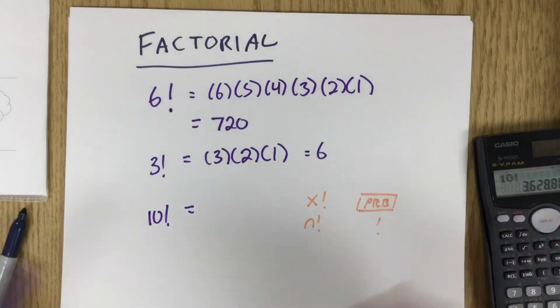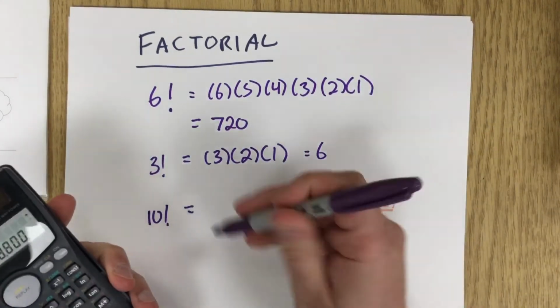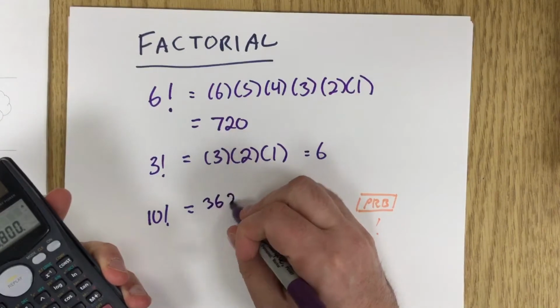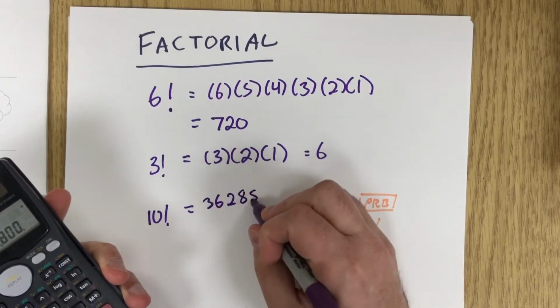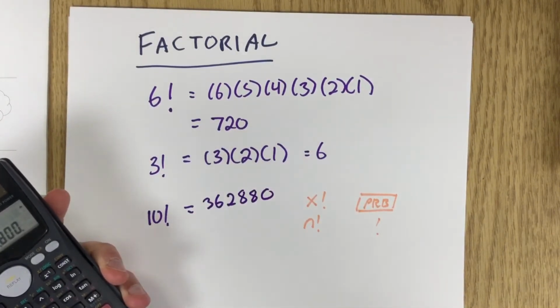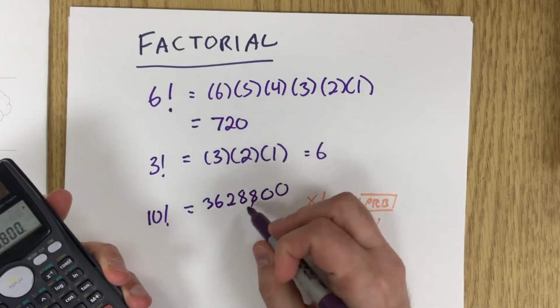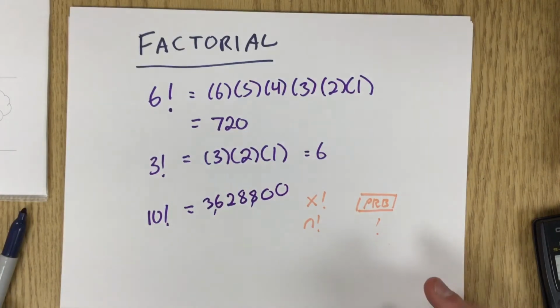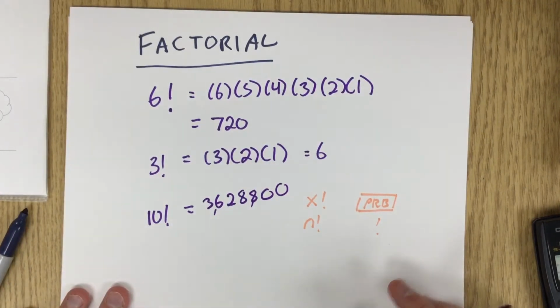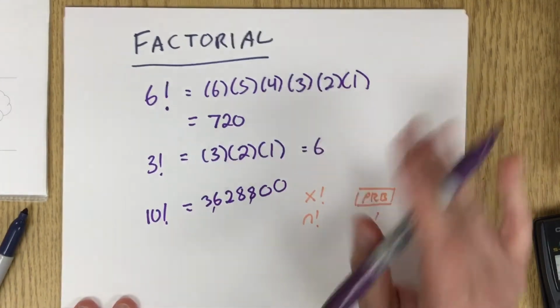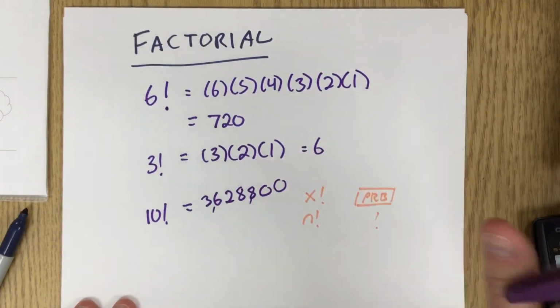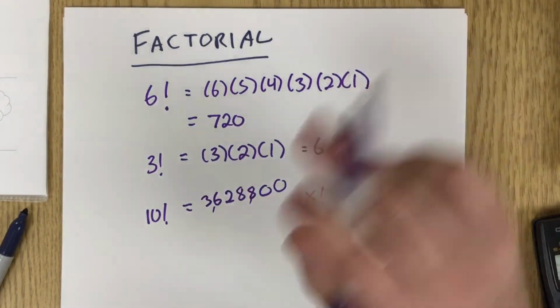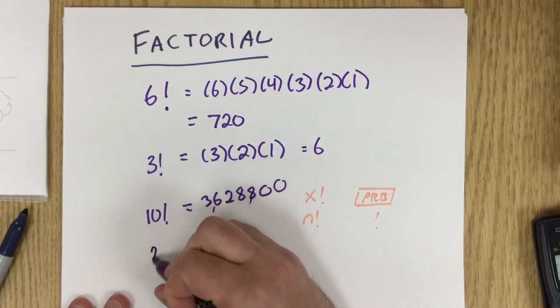So it's going to give me 3,628,800. Fairly large. And they get big really quickly, by the way. I think the biggest one your calculator could handle, like 70 factorial, is already beyond what your calculator could do.